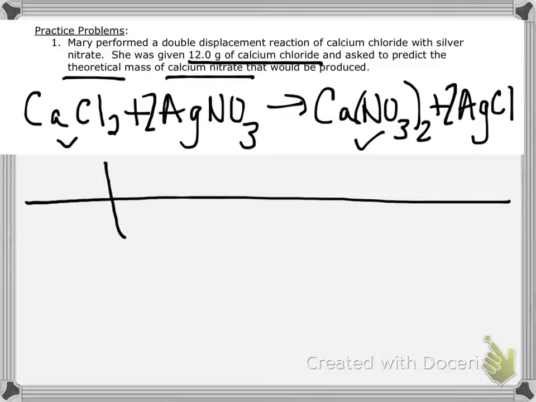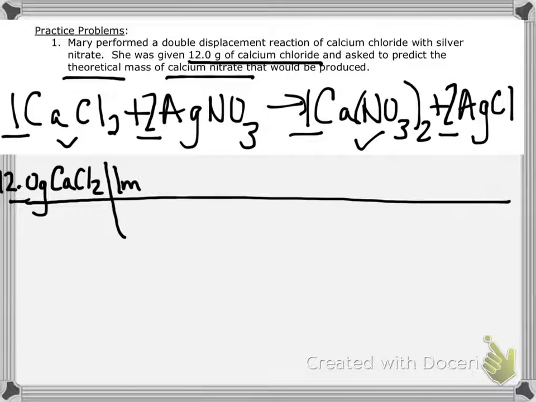I'm going to take whatever's given to me in the problem and write it in the top left box. So I'm going to write 12. Don't forget to include your significant figures, 12.0 grams, and I'm going to write the formula for what it is giving me, calcium chloride. Remember that the coefficients in front of every single part of this equation are mole coefficients. They represent mole-to-mole ratios, not mass-to-mass ratios. So I have to start by getting moles of whatever's given to me. It's giving me grams, so I need to convert that to moles.